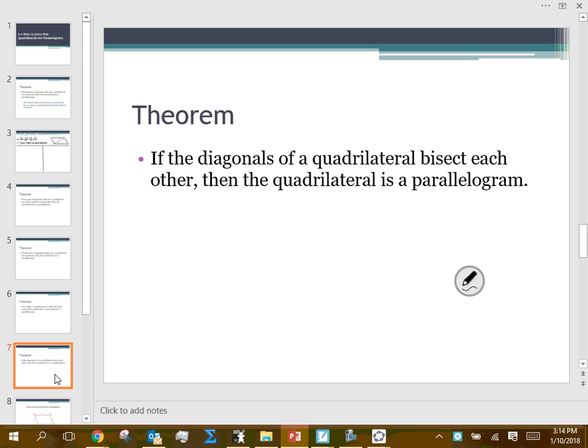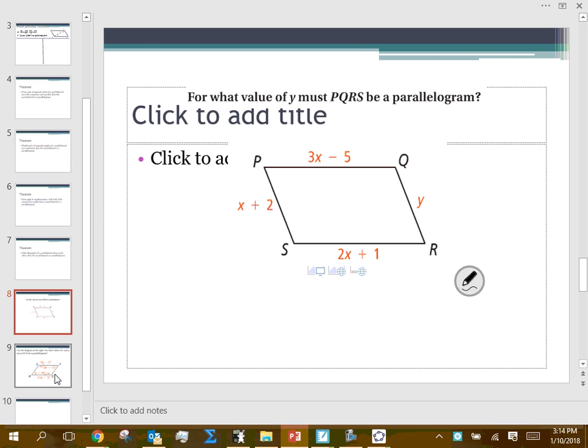In your homework tonight, you're going to see things like this. You're going to see a question like that. They're going to say, find the values of x and y that force that to be a parallelogram. So what do I do with y and x plus 2? Set them equal. Opposite sides have to be equal, right? What would I do with 3x minus 5 and 2x plus 1? Set them equal. And I'll be able to solve those equations for x and y, so that forces that thing to be a parallelogram, right?